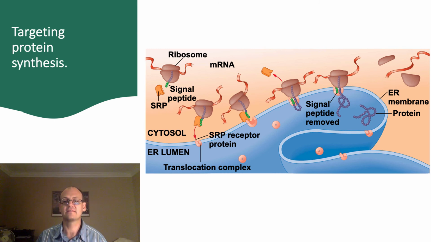Polypeptides that are destined for other organelles contain different signal peptides. These signal peptides act as a sort of zip code system so that the protein can be directed to the appropriate place in the cell.